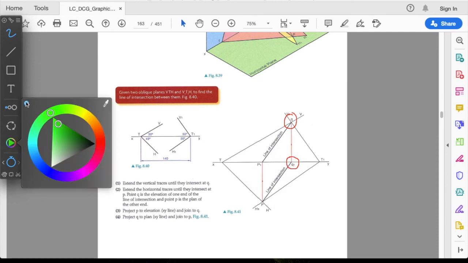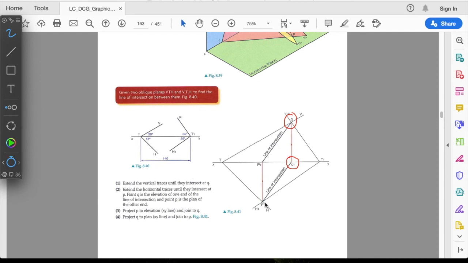What we then also get is the point P down here in the plan. Because the point P is on the horizontal traces, it is on the horizontal plane, and we know that the horizontal plane is the XY line in the elevation. So if I bring that straight up, I can find my P1 up here in the elevation.